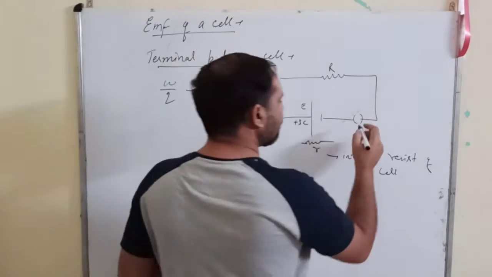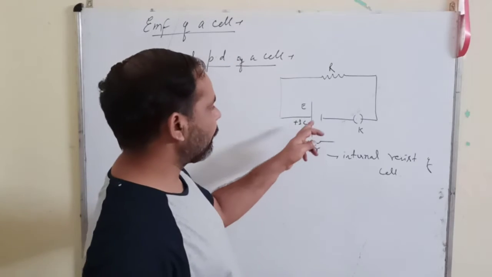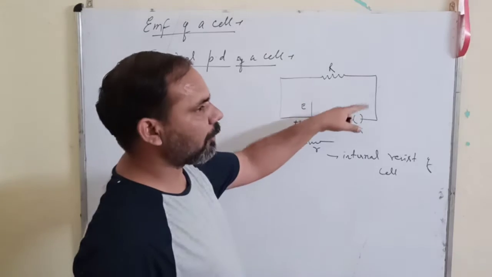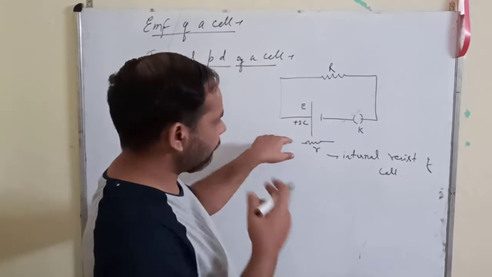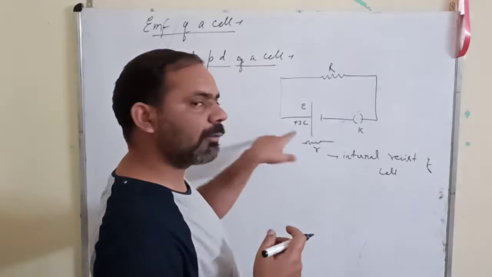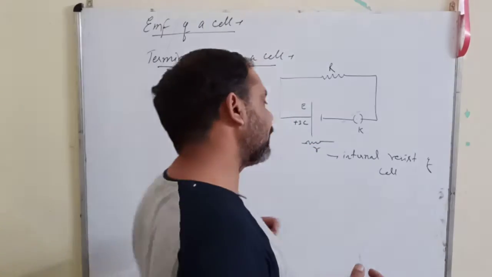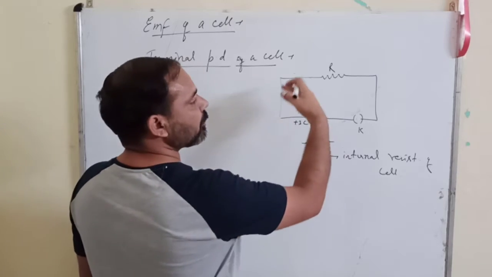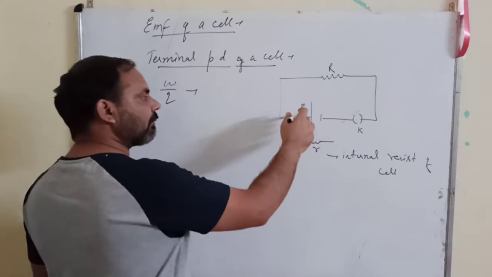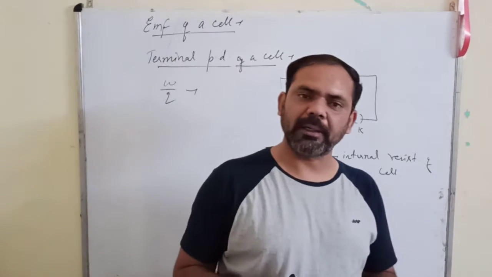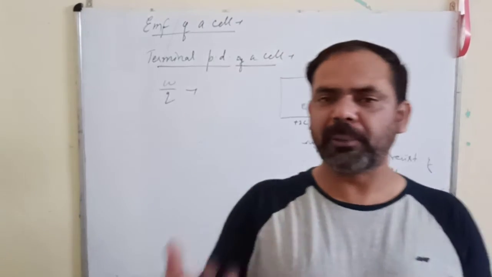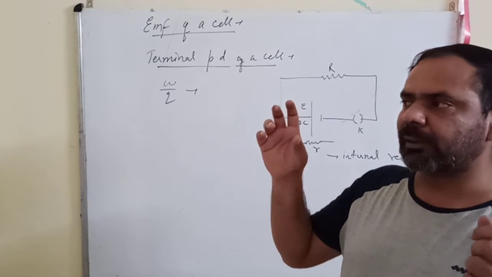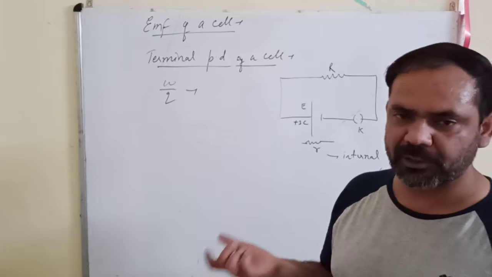Now you close the circuit. Now what will happen? The current will start flowing through the circuit. Outside in the external circuit, it will move from the positive terminal towards the negative terminal, and inside it will flow from negative to positive. While doing so, it will suffer some resistance inside the cell as well as outside the cell. Now the potential difference of the terminals of the cell is called the terminal potential difference.